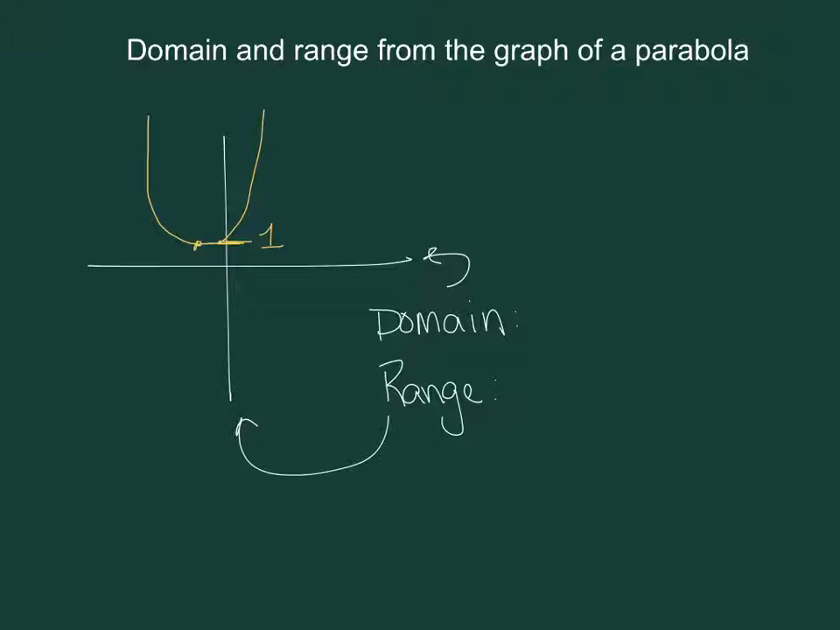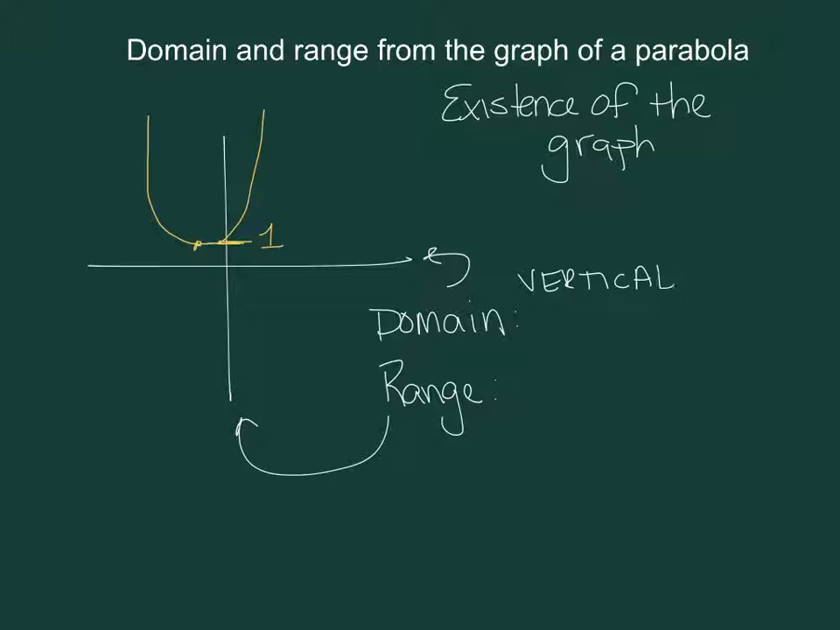The whole purpose of this problem is really just to determine existence of the graph. Okay, so existence of the graph. Now the existence of the graph will be utilized in the domain using a vertical line test. So domain is a vertical line test. Whereas the range is a horizontal line test.